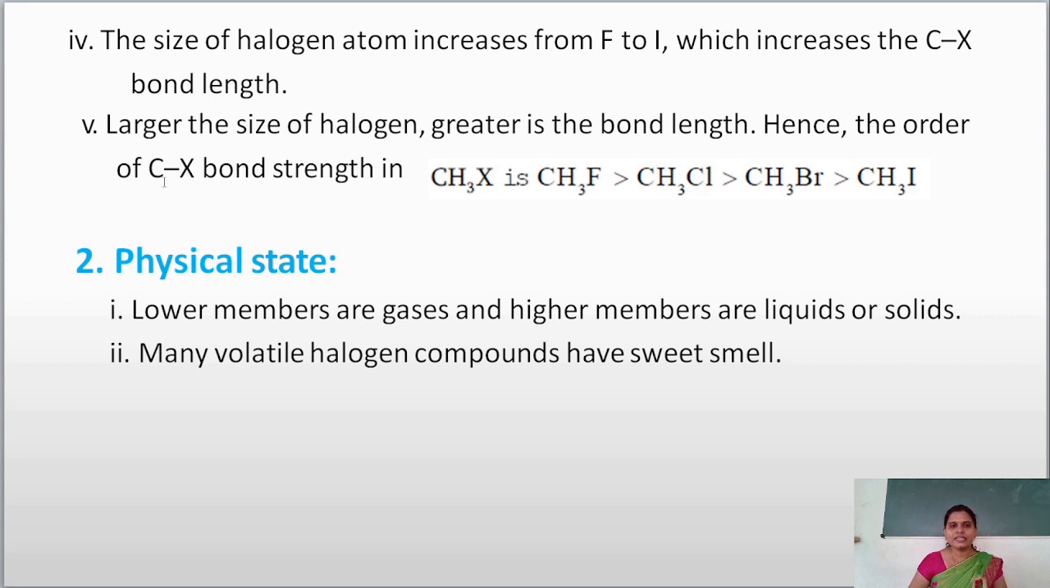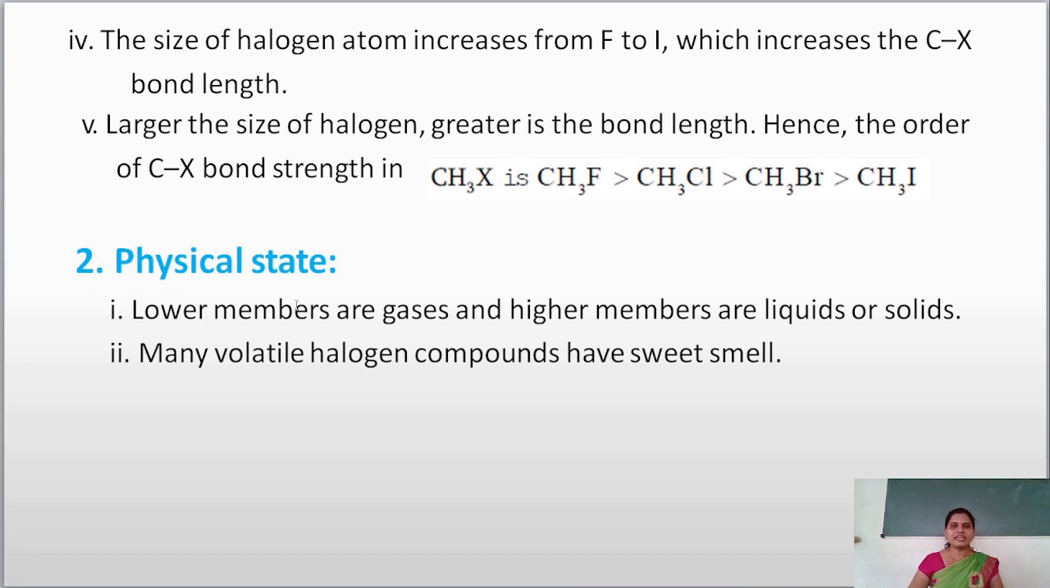the minimum is the bond strength. Hence, the order of C-X bond strength is CH3F greater than CH3Cl, greater than CH3Br, and greater than CH3I. So, you know that bond strength is opposite to bond length. As bond length increases, bond strength decreases. So this is about the nature of the bond.